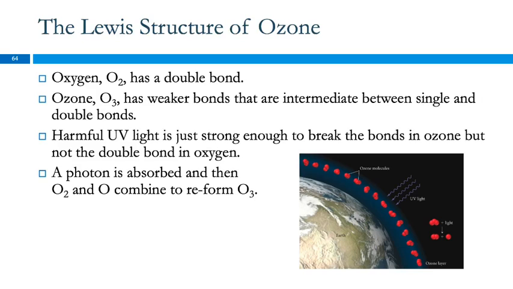So what happens is, up in the outer atmosphere, UV light from the sun comes in, and that light has enough energy to break this weaker bond in ozone, this 1.5 bond. It's not strong enough to break the oxygen-oxygen double bond, but it can break that 1.5 type bond in ozone. And so when it does that, that reaction absorbs the energy. So ozone decomposing or being broken down into oxygen and an oxygen atom filters out a lot of the UV light.